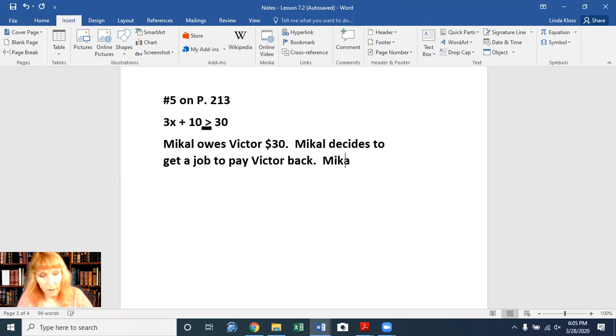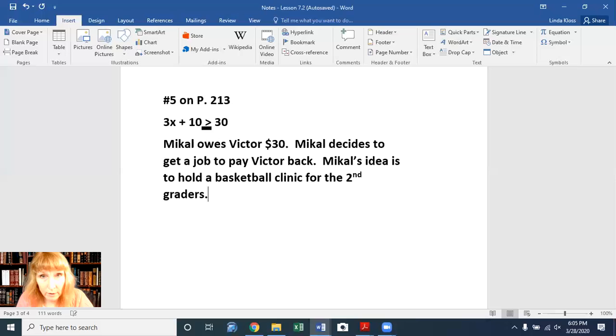So Michael's idea is to hold a basketball clinic for the second graders. Granted, the coronavirus has disappeared. It's no longer something where you have to be quarantined. So we're assuming that's positive. So his idea is to hold a basketball clinic for the second graders.